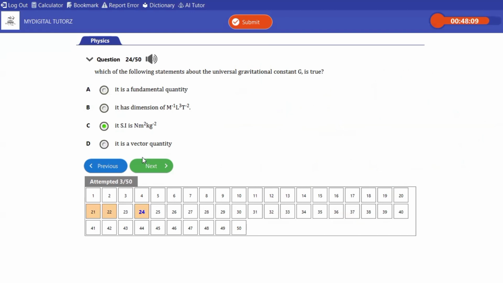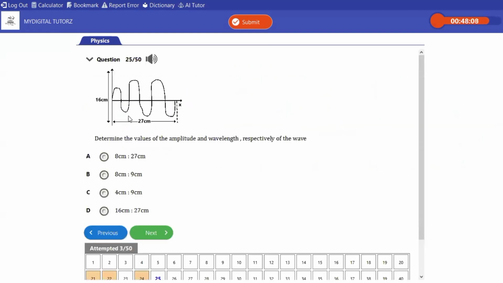So, moving on, question 25. We have this wave diagram and it says, determine the values of the amplitude and wavelength, respectively, of the wave. What is amplitude? Amplitude is the maximum displacement of a wave from its original position, from rest here. So from here to here is the amplitude.